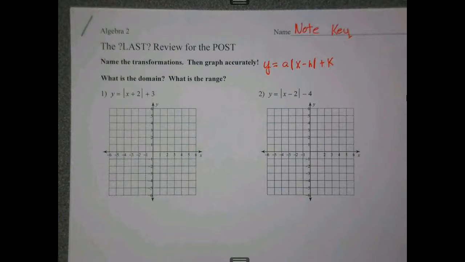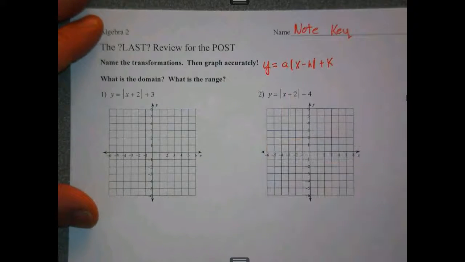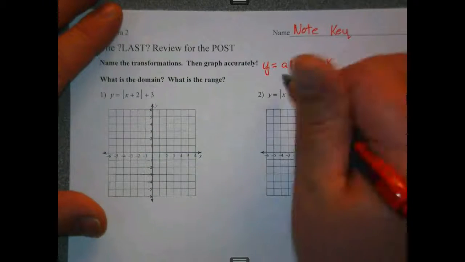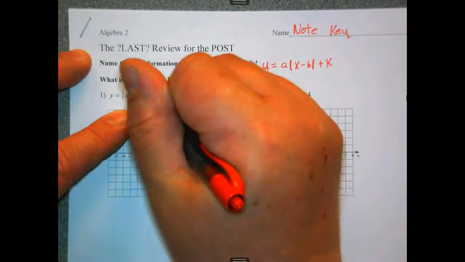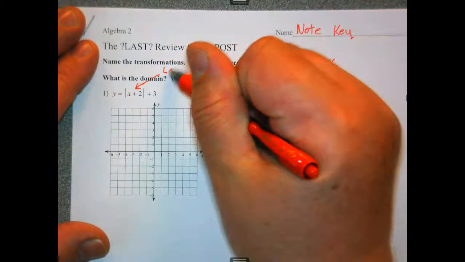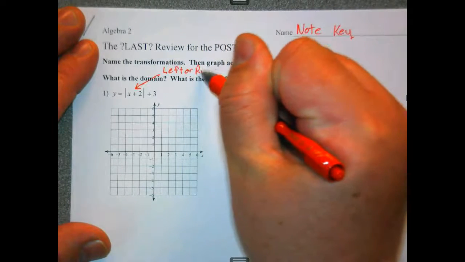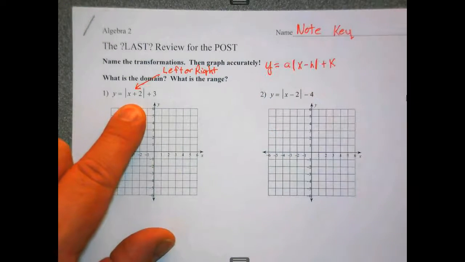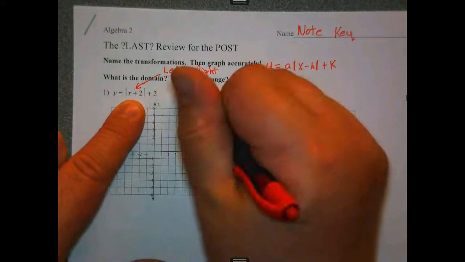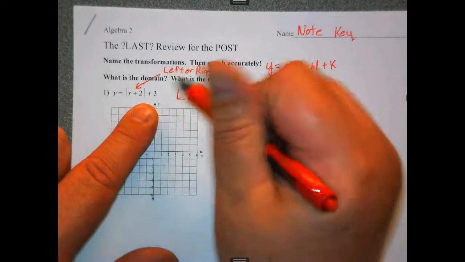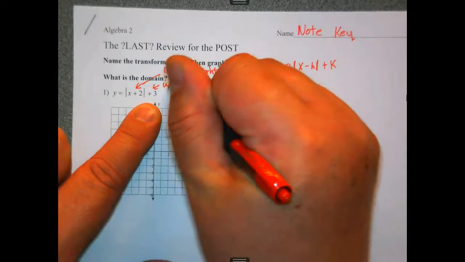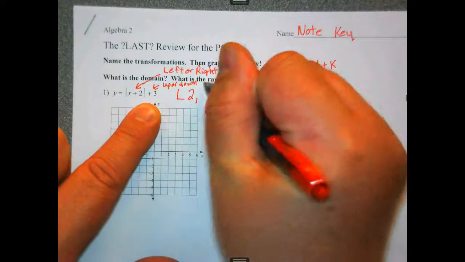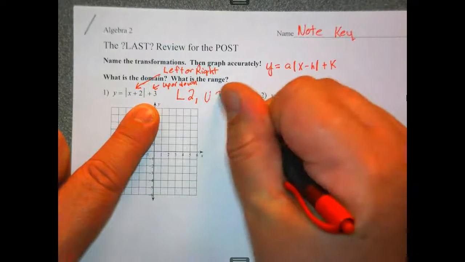Now you can always put these in a calculator and graph it that way, but it's almost easier just to do it manually with the vertex form. Remember, inside any mathematical symbols, we go left to right, opposite the sign. So in this case, we're going to go left 2, and outside it's going to be up or down and same sign. So we're going to go up 3.